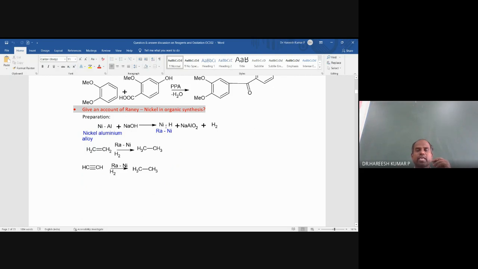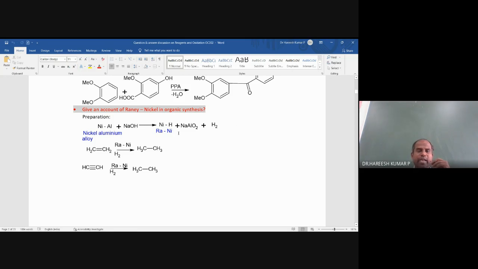So this NiH is the insoluble one, more particularly a gray color powder. And this Raney nickel should be stored in alcohol, and it should not be exposed to moisture because it will catch fire. And NaAlO2 is soluble in water, it will go out. Hydrogen is a gas, it will go out.